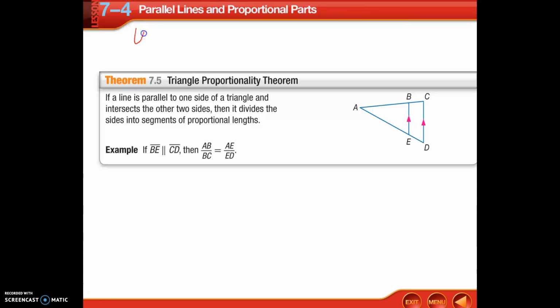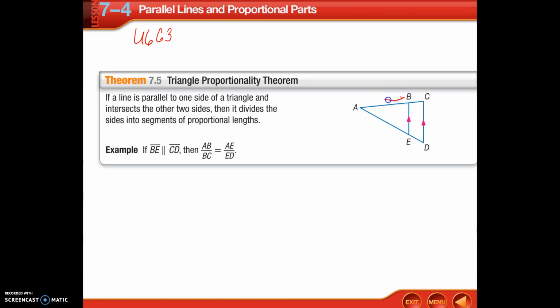Alright, so this is Unit 6, Goal 3 for Geometry, and we are talking about parallel lines and the proportional parts. So whenever we have parallel lines, we're dividing into proportional parts. In this theorem, it says if a line is parallel to one side of a triangle and intersects the other two sides, then it divides the sides into segments of proportional length.